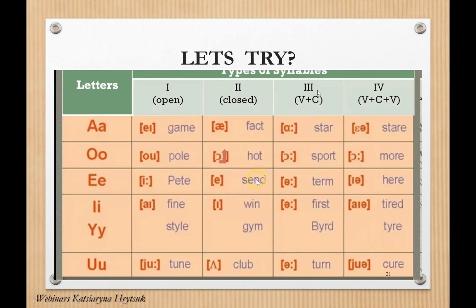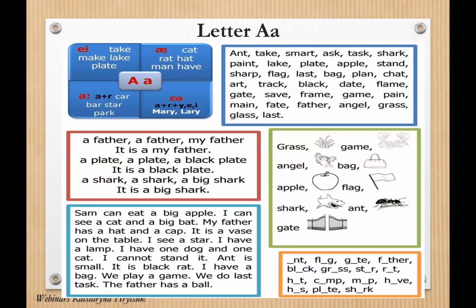So let's go. Next one, letter A. Now it's more detailed for each vowel. I prepared examples here, and this part is also very important. So our letter A, open syllable, A, again: take, make, lake, plate. Closed syllable, A: cat, rat, hat, man, have, exception. Again, A plus R: car, bar, star, park. And air: Mary, layer. You see A plus R plus Y, E, I. Be careful here.